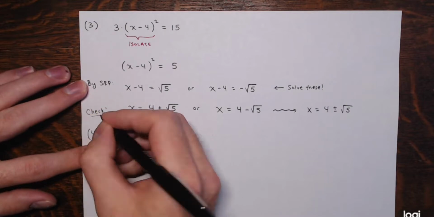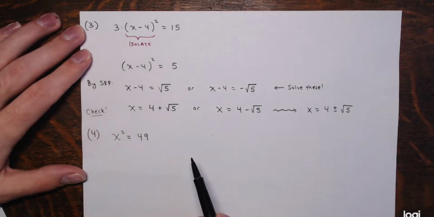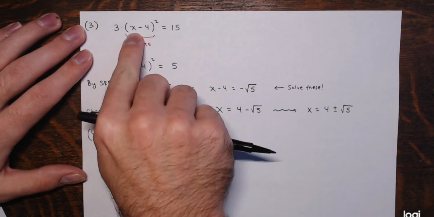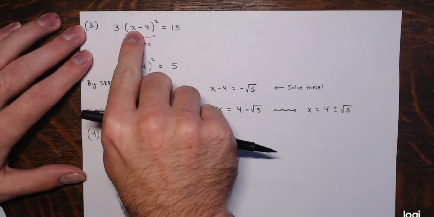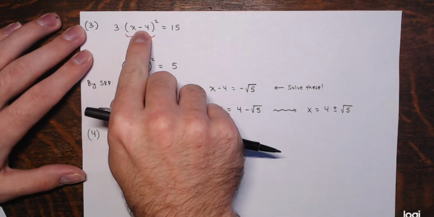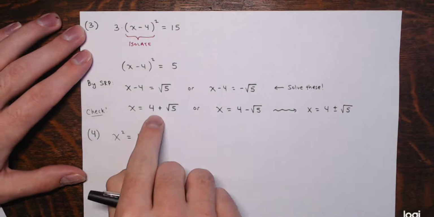Again, you can check it by hand, check it mentally, just make sure that the original equation is a true statement. Now when you plug in 4 plus the square root of 5 for x, 4 plus the square root of 5 minus 4 would just be the square root of 5. And then the square root of 5 squared would be 5. 3 times 5 is 15. That totally works.